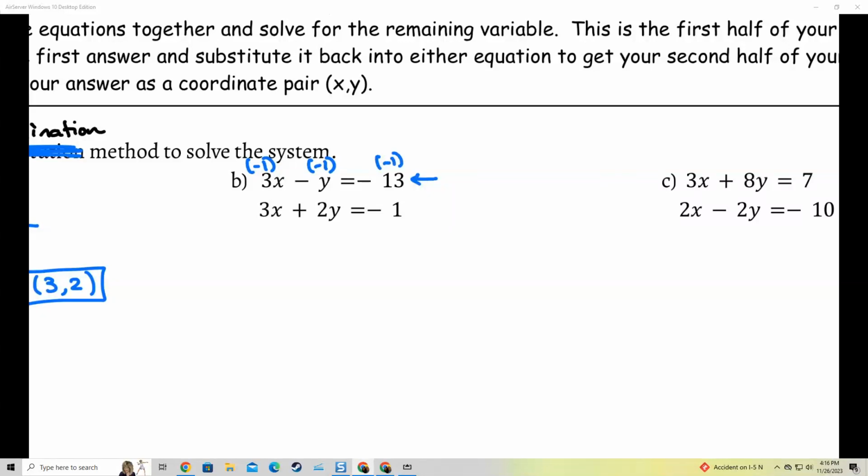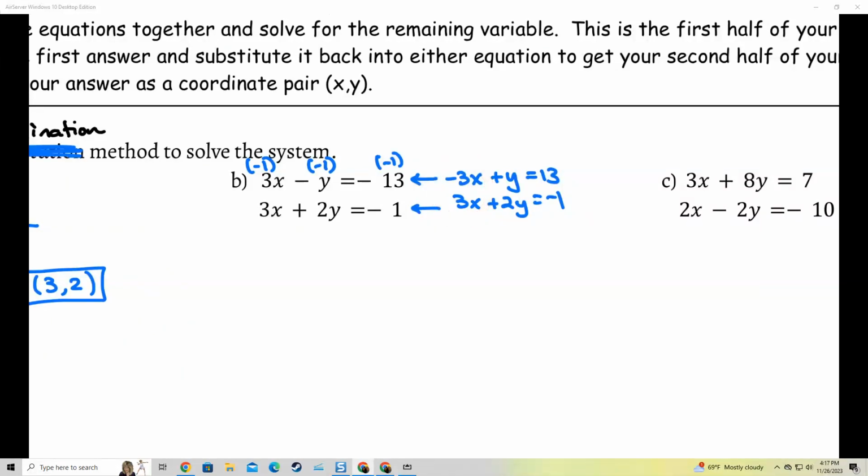When I do that, what I end up with is negative 3x plus y is equal to 13. The one on the bottom, I'm going to go ahead and keep the same: 3x plus 2y equals negative 1. Why did I do that? Well, because now I have matching opposites on the top and on the bottom.